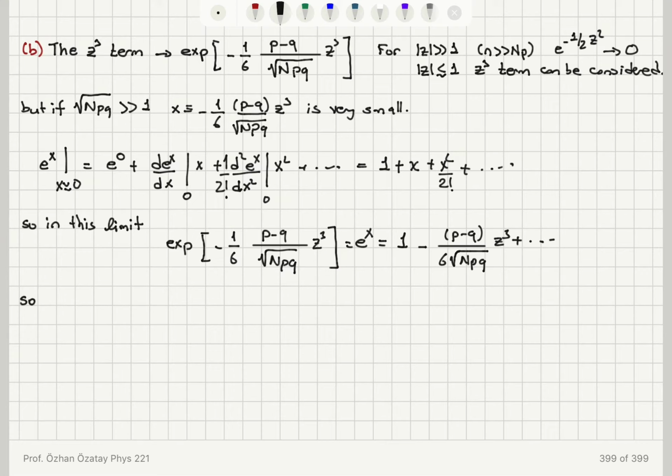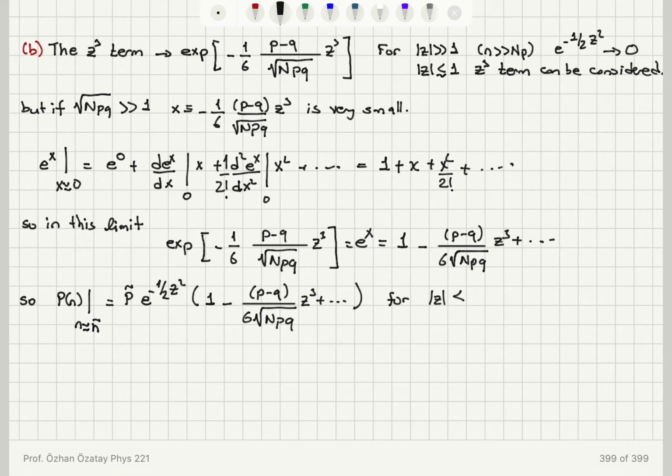So this will allow me to write the probability as a function of n in the vicinity of n tilde as p tilde, the z square term e to the minus 1 half z square, and for the z cube term, when the square root of NPQ is much greater than 1, I can write 1 minus (p minus q) over 6 square root of capital NPQ z cubed plus higher order terms. So this is true for z less than or comparable to 1 and square root of capital NPQ much greater than 1.